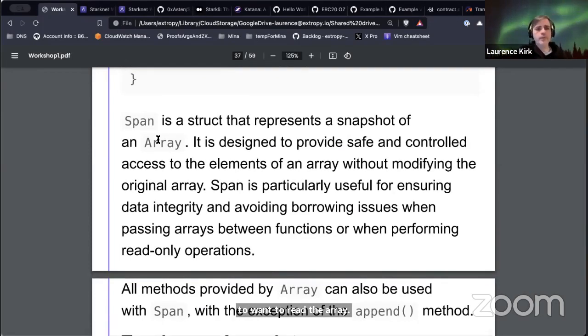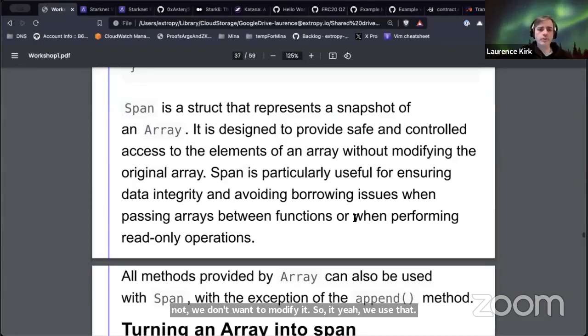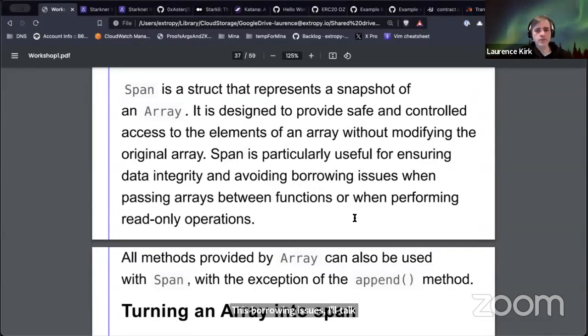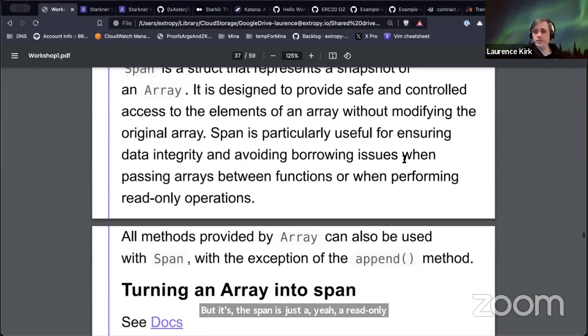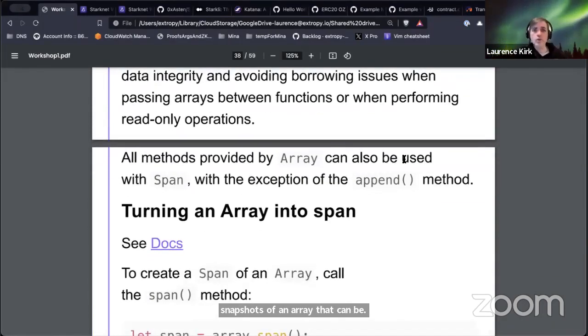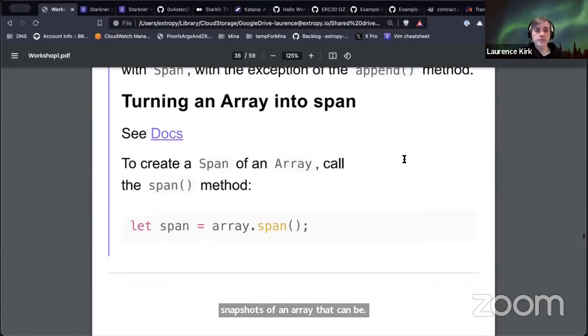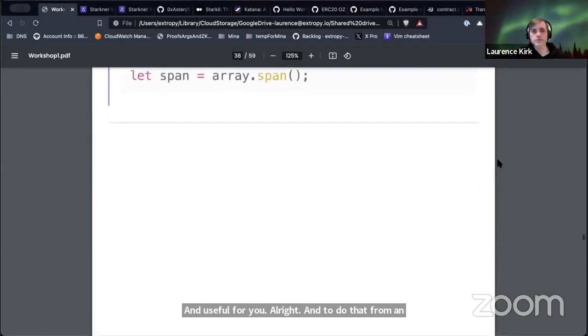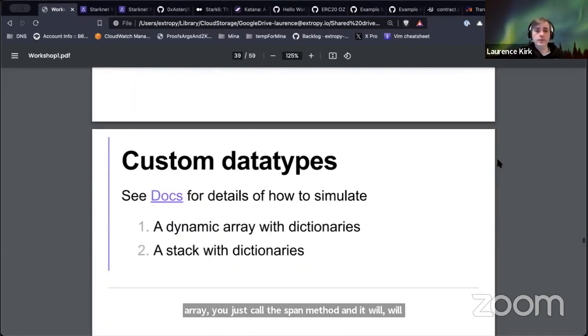So yeah, we use that. This borrowing issues, I'll talk a little bit more about in a moment when I look at ownership. But the span is just a read-only snapshot of an array that can be useful for you. And to do that from an array, you just call the span method, and it will do that for you.